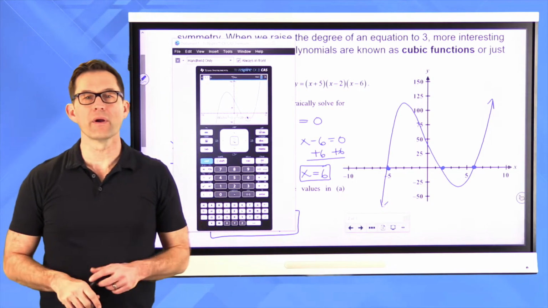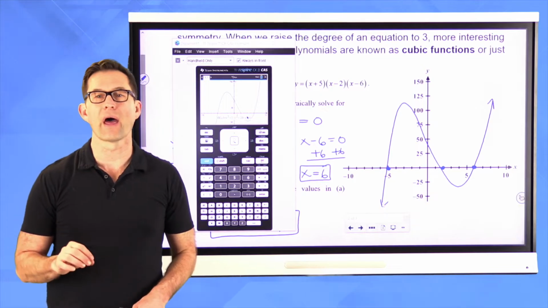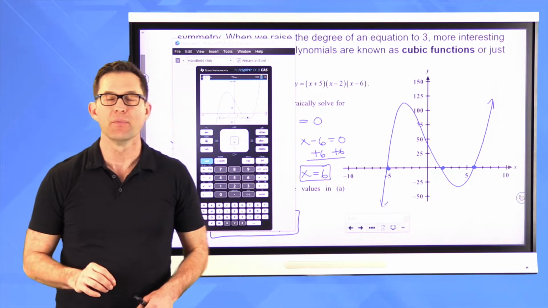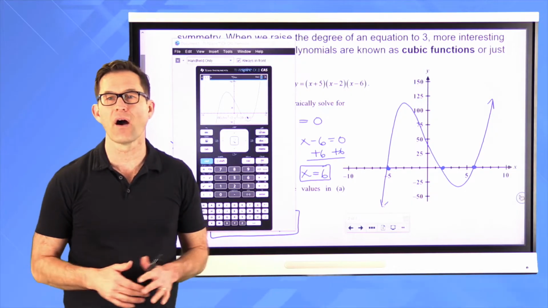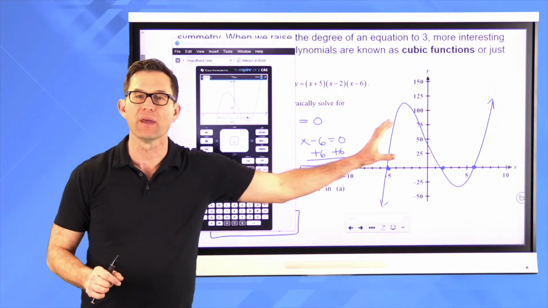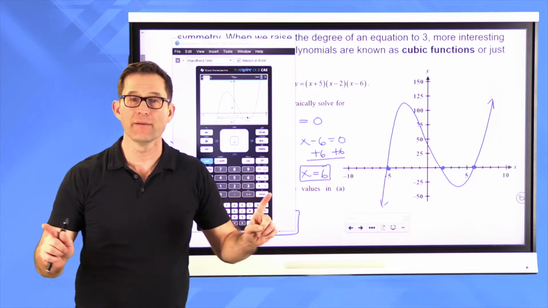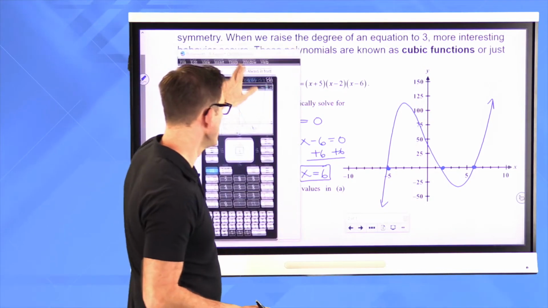Cubics have way more interesting behavior than quadratics. It's way more complicated because you've got an x cubed playing around, an x squared, an x to the first, and a constant, all of which are affecting the behavior of the cubic. All right? So, kind of cool.